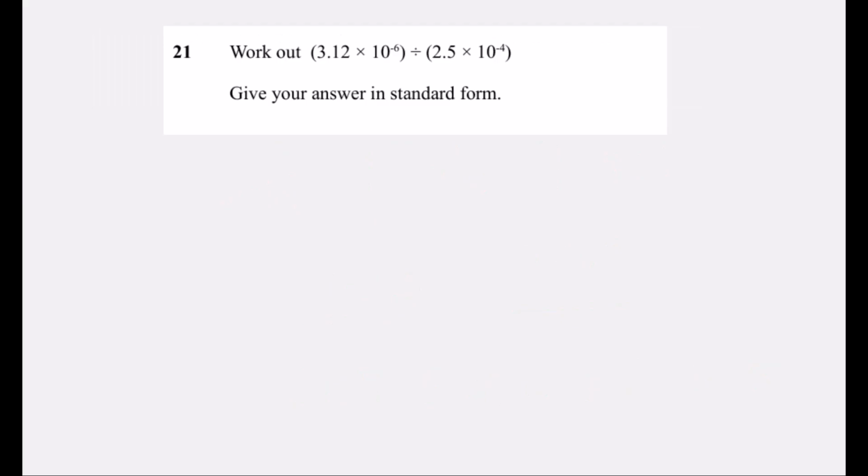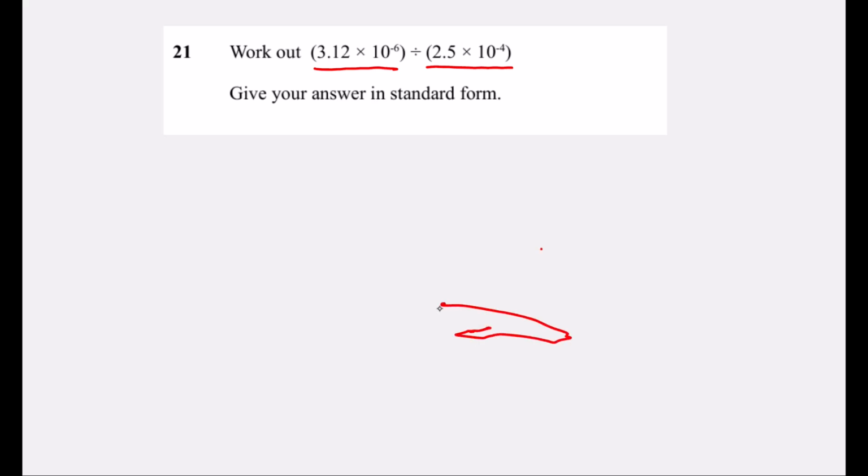Question 21. Work out 3.12 times 10 to the power of negative 6 divided by 2.5 times 10 to the power of negative 4. Give your answer in standard form. In standard form, it's a number between 1 and 10 times 10 to a power. We can just type this into the calculator and it will give us an answer. It may or may not be in standard form, but we can deal with that afterwards.